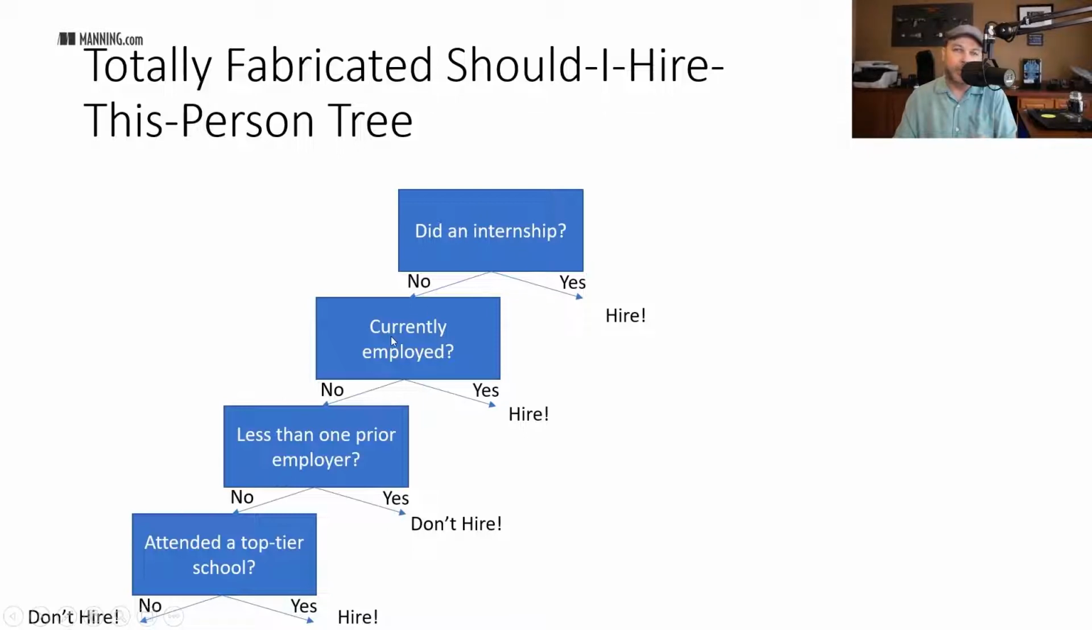But if not, we can look at their current employment status. If they're not currently employed, then we want to dive a little bit deeper. How many previous employers did you have? And if you're failing that test as well, we can take a look at the quality of the school that you went to as a last resort for deciding whether or not to hire this individual. This is a pretty simple decision tree because it's just linear. There's not a bunch of different branches you can take, but the algorithm can figure out automatically how that actually comes together.